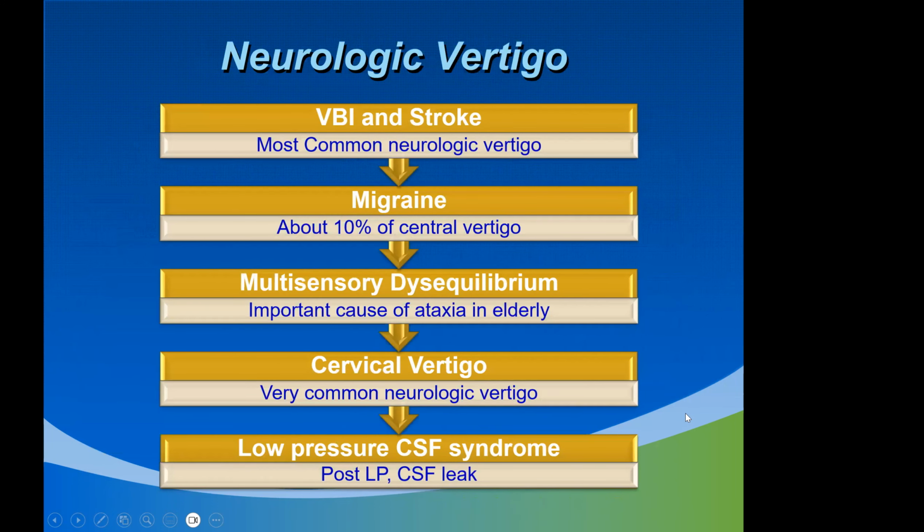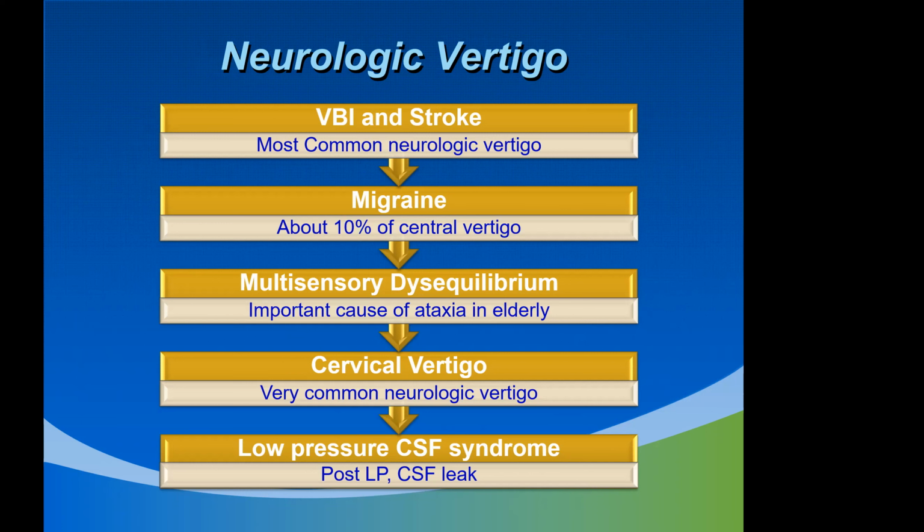Then neurologic vertigo: vertebrobasilar insufficiency and stroke. Two vertebral arteries join to form one basilar artery. They supply the posterior inferior part of the cerebellum, the posterior inferior cerebellar artery, and then the superior cerebellar artery and the middle cerebellar artery. They supply the cerebellum. You must know the anatomy of the vertebrobasilar system. If you know that, Wallenberg syndrome or vertebrobasilar insufficiency is a common cause of stroke and vertigo.